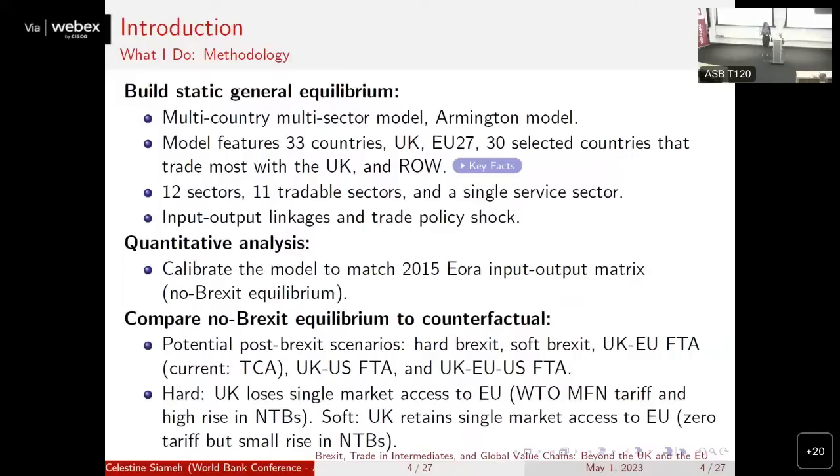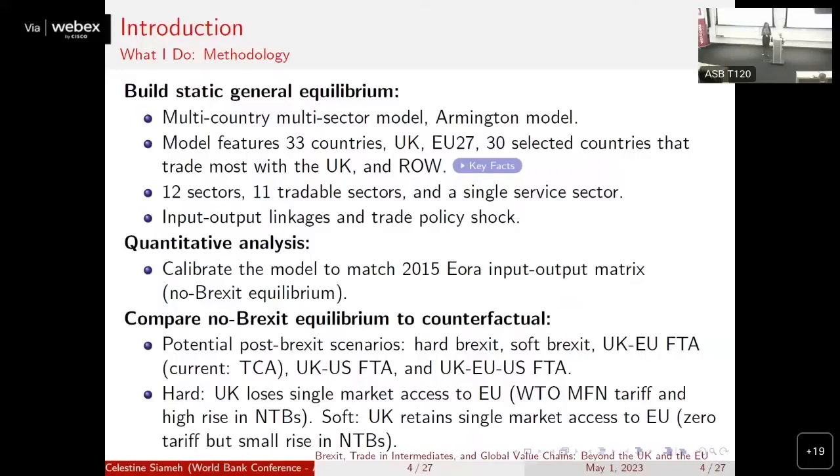So for my model, I have a multi-country and multi-sector model. This model features 33 countries: I have the UK, the EU 27, and 30 selected countries. And I have 12 sectors, 11 tradable sectors and a single service sector. So I use the input-output linkages, and I show a trade policy shock with it.